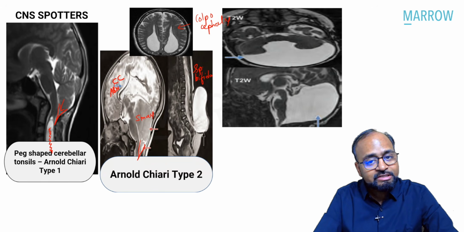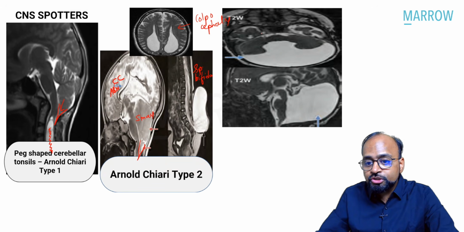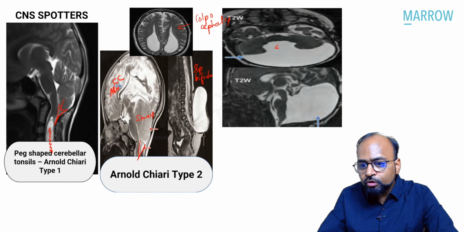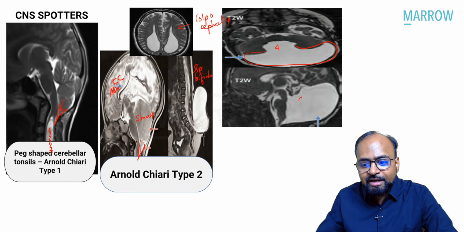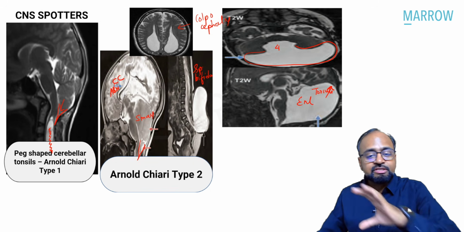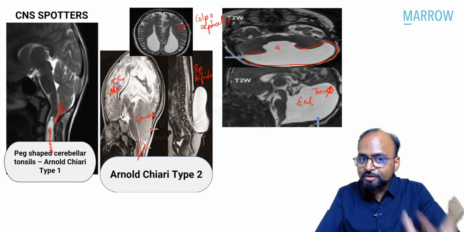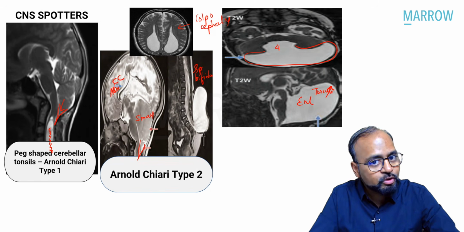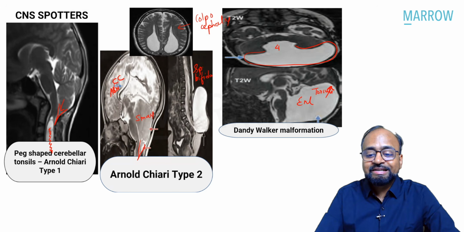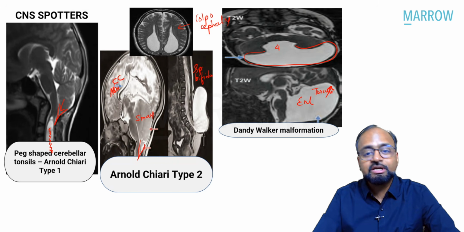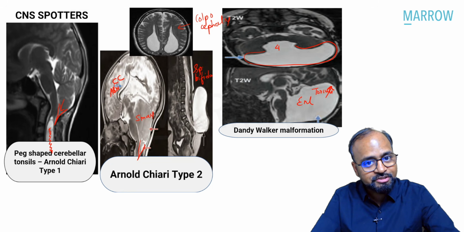malformation. Yes, if you see an abnormality involving the posterior fossa, where you see the fourth ventricle is enlarged. Posteriorly, it is communicating with a big cystic space in the posterior fossa. What is this? An enlarged posterior fossa with an upward displacement of the torculi with a large cystic space in the posterior fossa is a malformation of the posterior fossa. What is this called? This is what is called the Dandy-Walker malformation. Another CNS spotter which could potentially be asked.